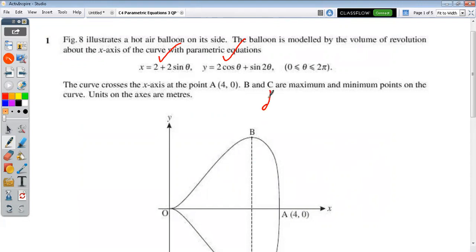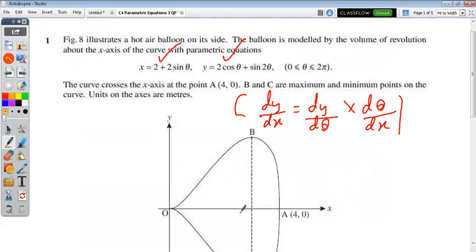So dy over dx is equal to dy over d theta multiplied by d theta over dx. That's the general. Clear? Let's do that together. Let's find dx over d theta. What is dx over d theta here? This is 0 here, and this is simply, what's the differentiation of sine? This is a constant. Differentiation of sine theta is cos theta. Clear? We're done with the first part.